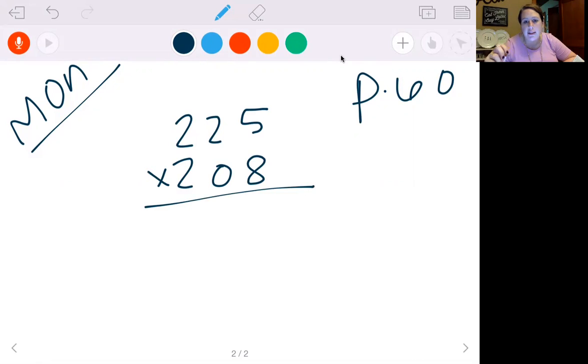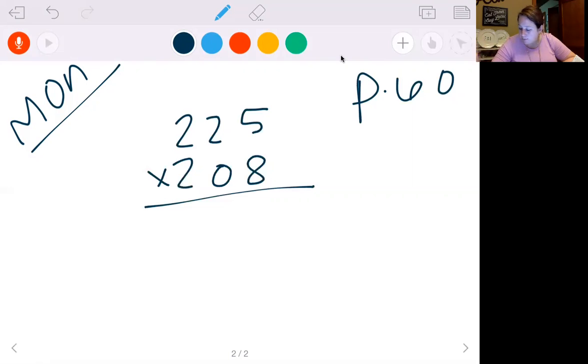Remember, if it says to estimate, skip that part. You do not need to estimate. I just want to know that you can multiply. So this is the same thing we did last week. The only difference is it has a 0 in the number at the bottom, which I think makes it easier. So it should be something that should be pretty easy for you.